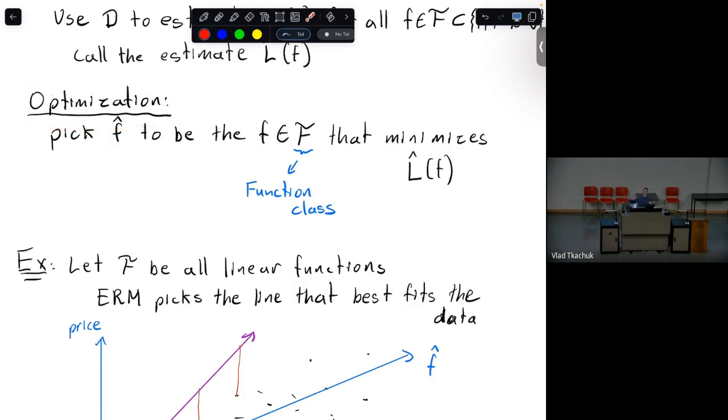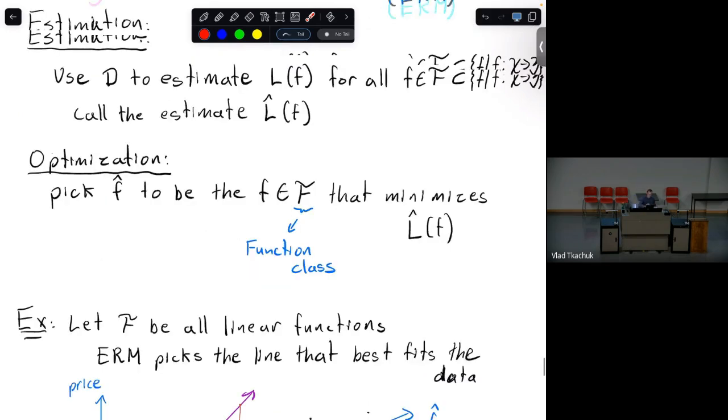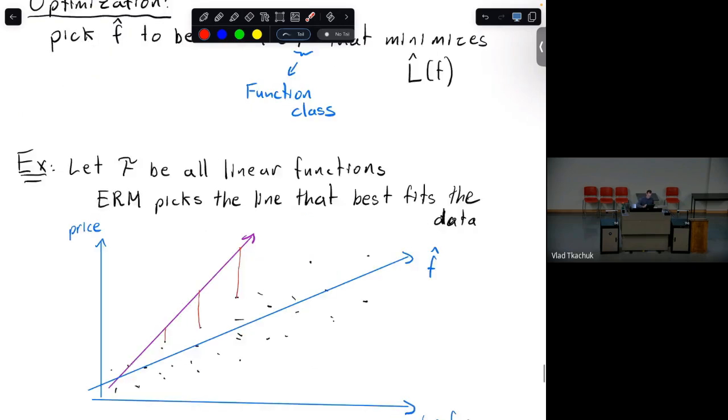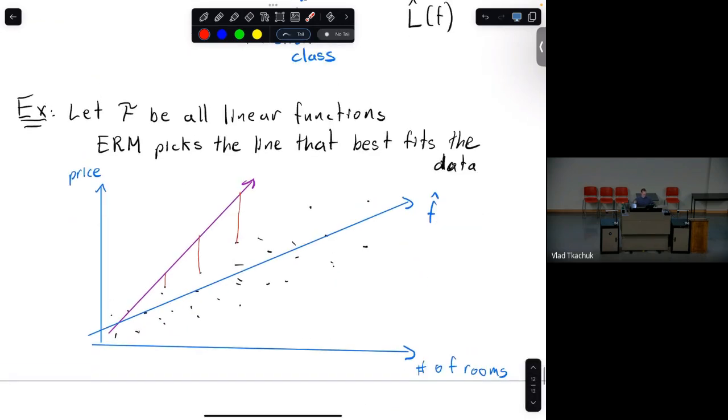They had some loss, which was how close they were to predicting the next word. They didn't know what the true loss was from all the data. So what they did is they used data to estimate this. And then they searched over all the neural networks and picked the best one. And then they output it. And that was ChatGPT, roughly speaking.